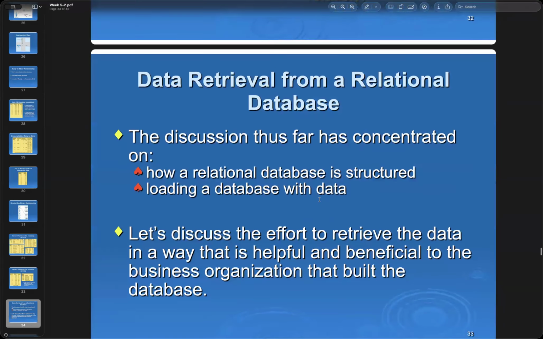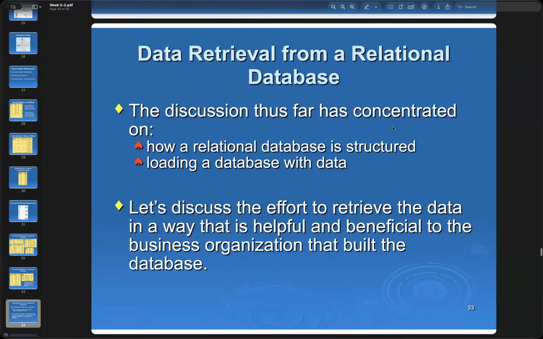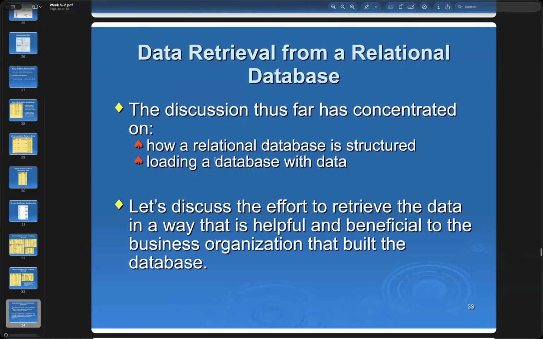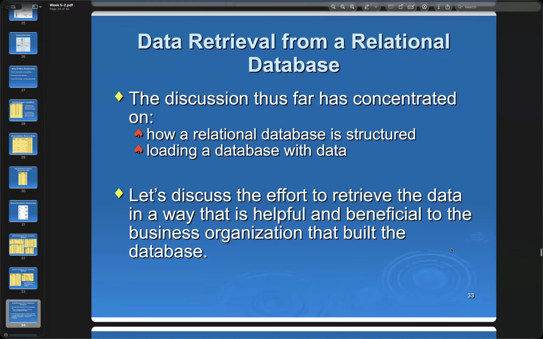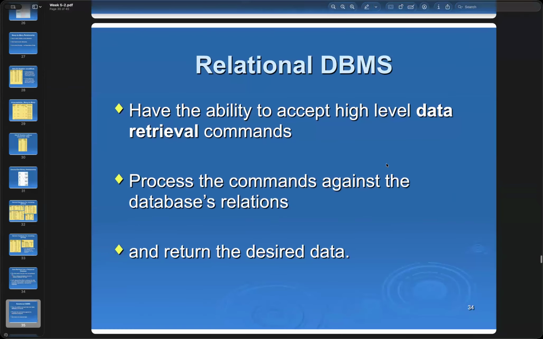Now we need to talk about data retrieval from the relational database. The discussion so far has concentrated on how the relational database is structured and how to load a database with data. So let's discuss the effort to retrieve the data in a helpful way. For the relational database management system, we need the ability to accept high-level data retrieval commands and also process the commands against the database relations.